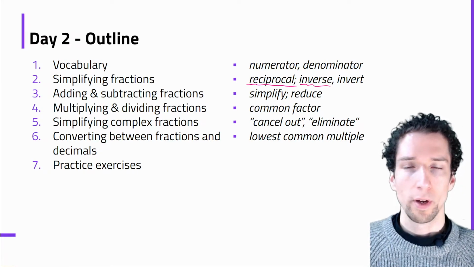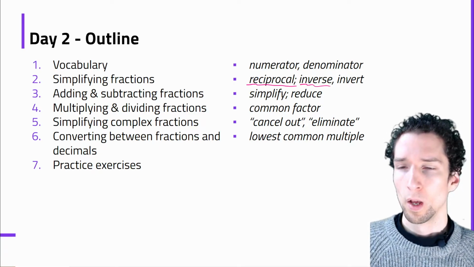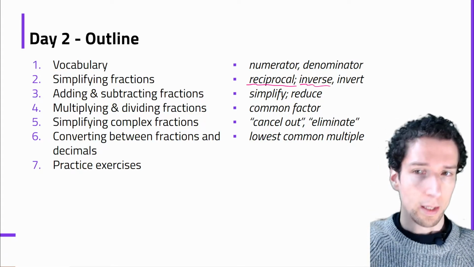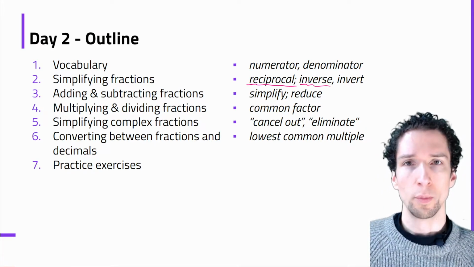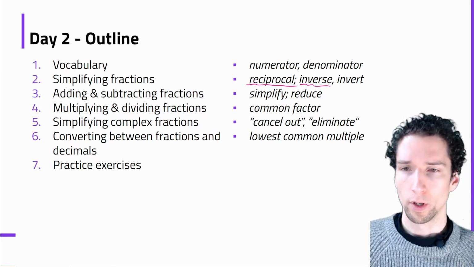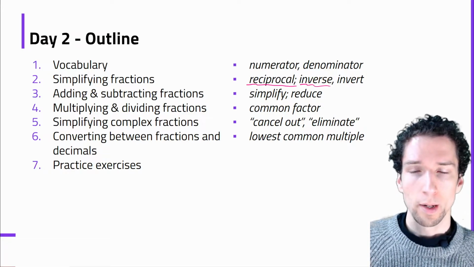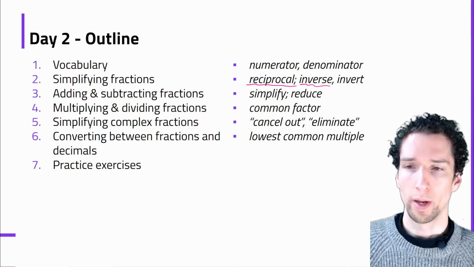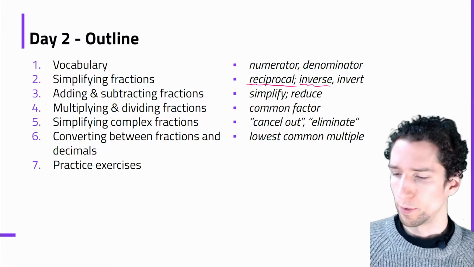We talked about simplifying or reducing fractions to their simplest possible form. Often we do that by finding a common factor, some number that can evenly divide both the numerator and denominator. When we have the same number on the top and bottom, they will cancel each other out, or we can eliminate them to help simplify our fractions. Also, we talked about finding a lowest common multiple when adding or subtracting fractions.